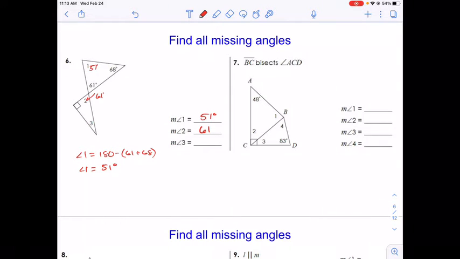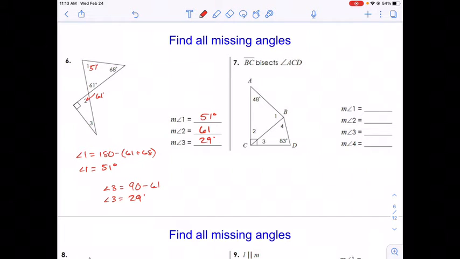And then the last one here, we know 61 is our angle 2. So for angle 3, we can use our shortcut since it's a right triangle, 90 minus 61, and that gives us that angle 3 is going to be 29 degrees. So that's a shortcut we can use that only works in right triangles.